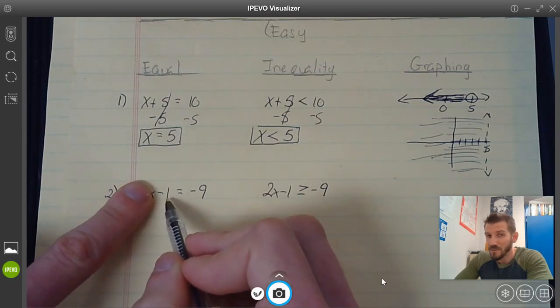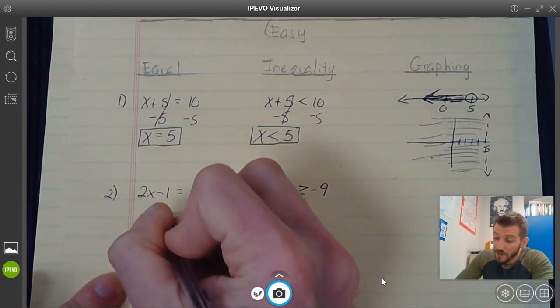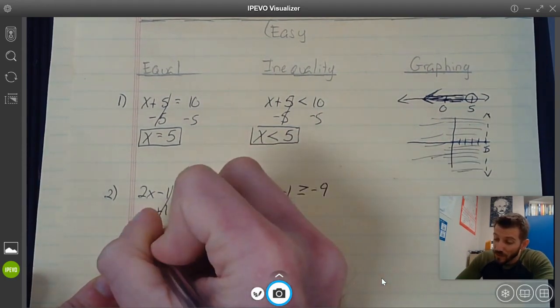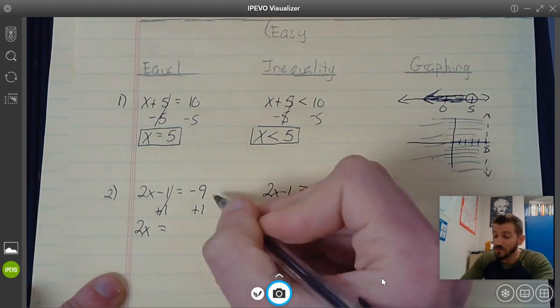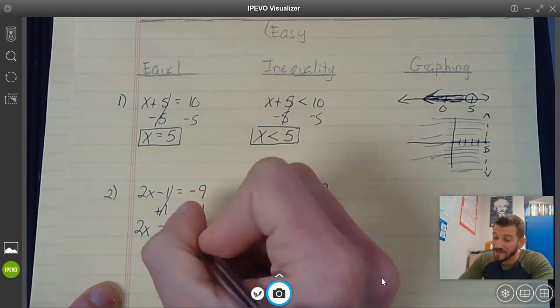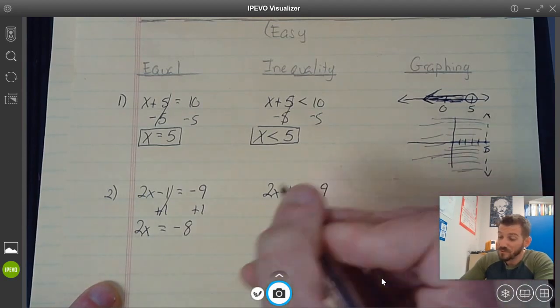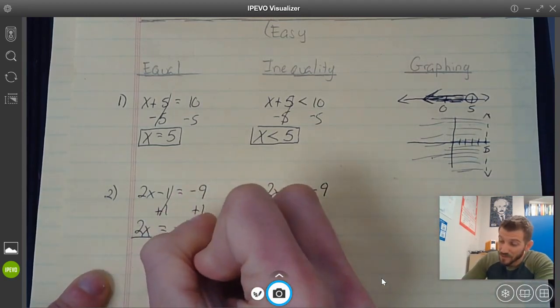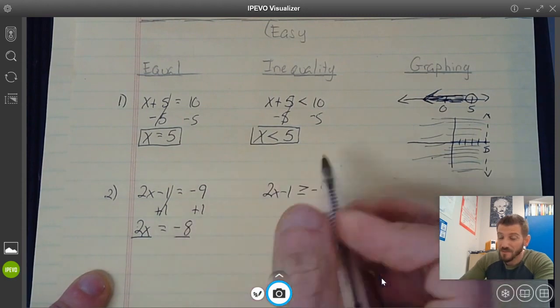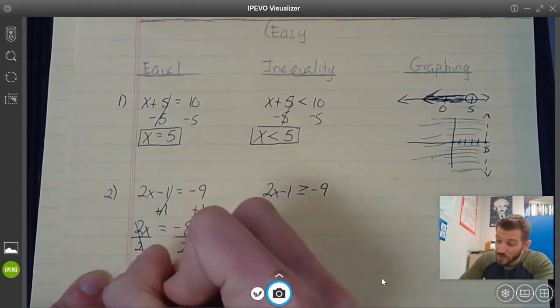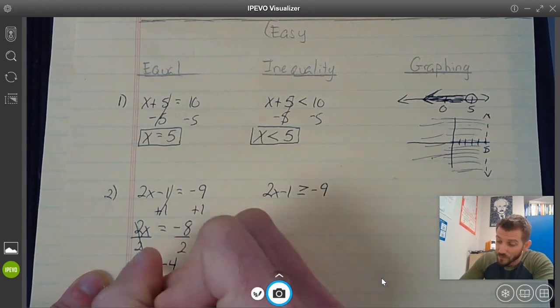We can get rid of minus 1 really easy by adding 1 to both sides. So now we have 2x is equal to, well, negative 9 plus 1 is negative 8. The final step is to divide both sides, because this is 2 times x. To get rid of multiplication, we use division. And x will equal negative 4.